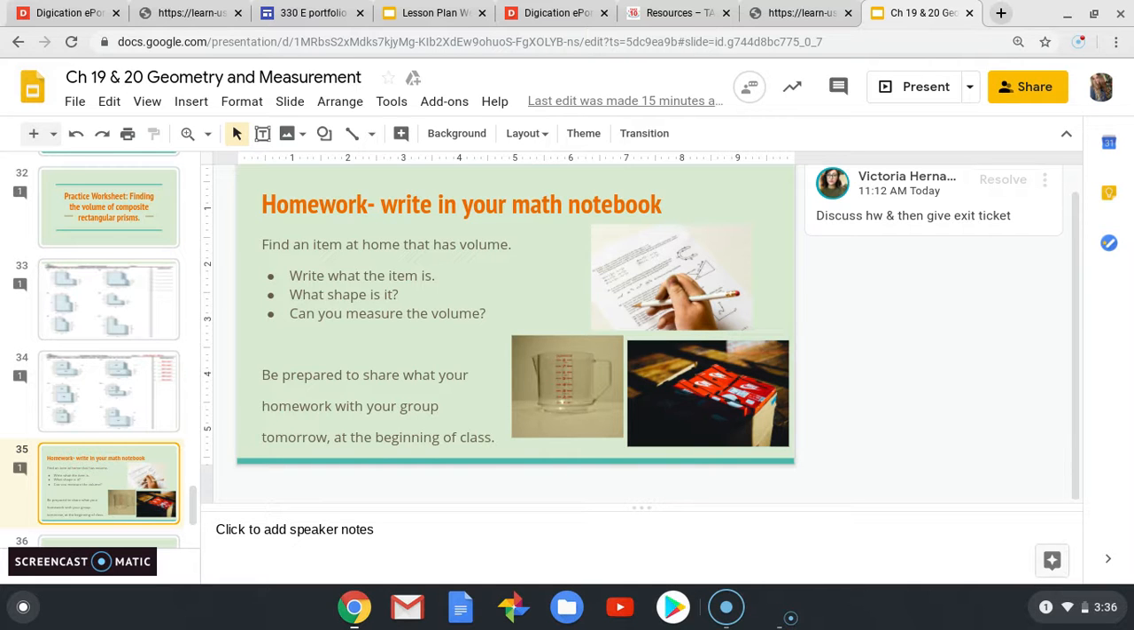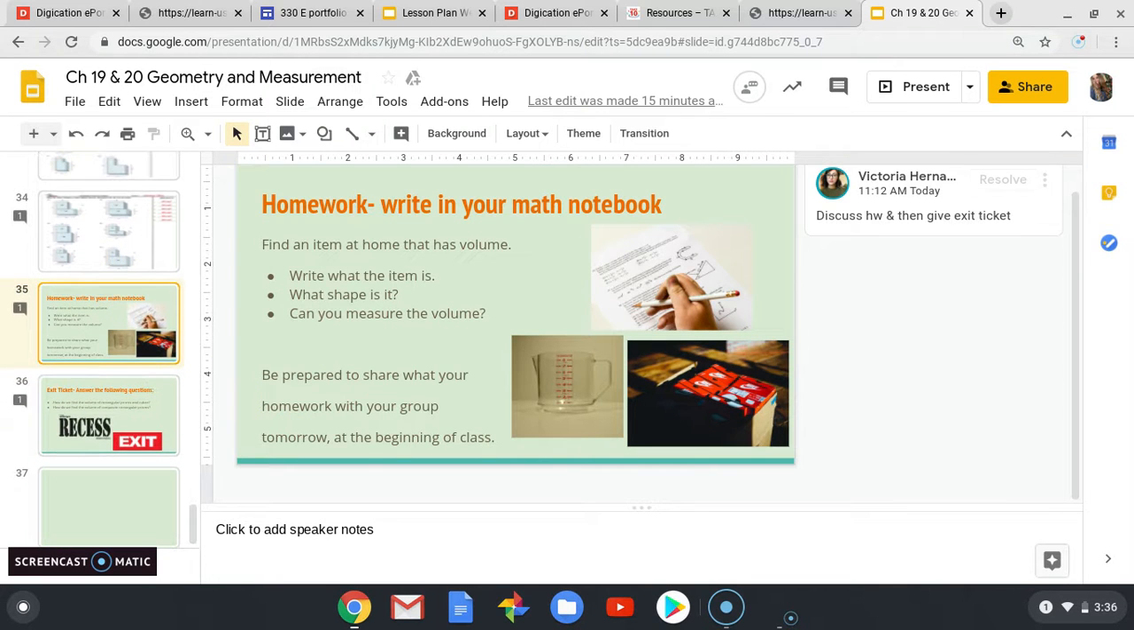I need you guys to write in your notebook what the item is, what shape it is, and can you measure the volume. We'll be going over this tomorrow. You guys will be discussing it with your group, and then I'll be picking individuals to share what item they found. Be prepared to share your homework with your group tomorrow. This will be at the beginning of our math lesson.